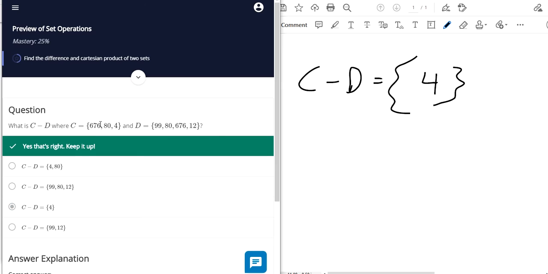Notice the order didn't matter there, right? When you subtract two sets, 676 just needs to be an element in the other set in order to disappear. It doesn't matter if it's in the same spot.